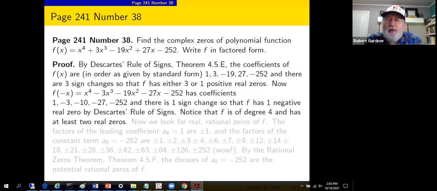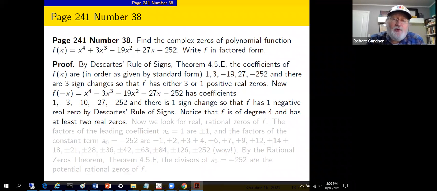We've got a degree 4 polynomial. We know it has at least 2 real zeros. So here's hopefully what we can do. If we can find those 2 real zeros, then we could divide this 4th degree polynomial by each of the associated linear factors. That would leave us with a 2nd degree polynomial. Can you factor a 2nd degree polynomial? Absolutely, using the quadratic formula, as long as it's got real coefficients, for all we know. All right, so the plan is, let's find those two real zeros.